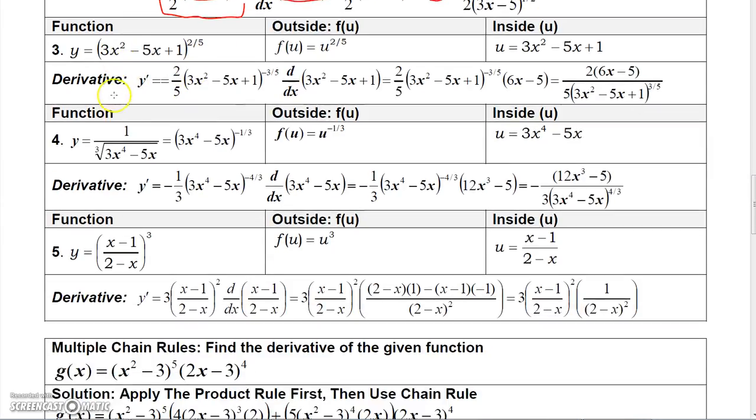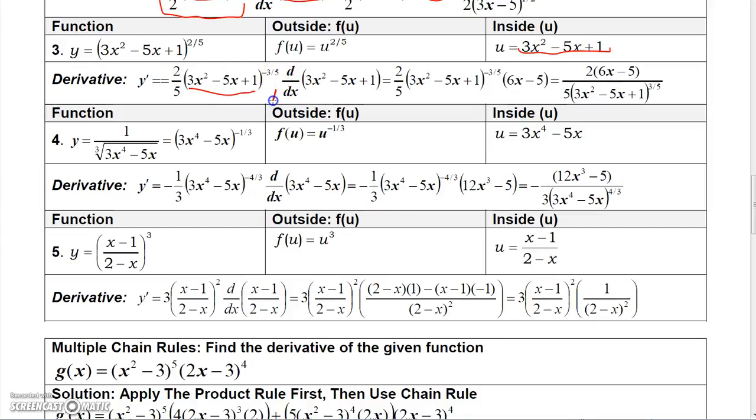Okay, here's another example. I have 3x squared minus 5x plus 1 to the 2/5. So the outside concept is just u to the 2/5, where u is the trinomial. Okay, so now taking the derivative of u to the 2/5, that would be 2/5 u, which is this trinomial, raised to the negative 3/5.